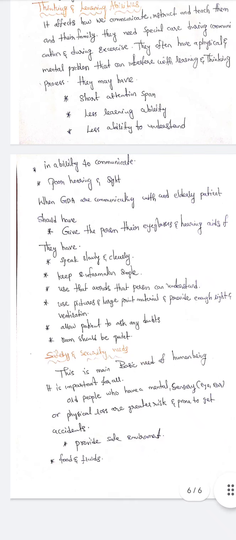Next, poor hearing and sight. They will have poor hearing, they cannot hear what we are saying. That's why they ask again and again. Next, sight, which means eye vision. They will have less eye vision.